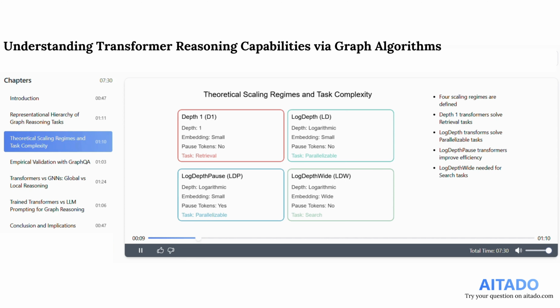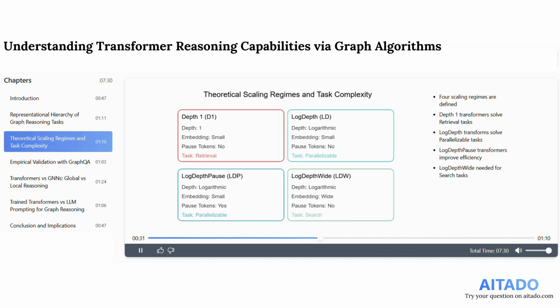Here, we identify four key regimes: depth 1, D1, log depth, LD, log depth pause, LDP, and log depth wide, LDW. Depth 1 transformers, characterized by a single layer and small embedding dimension, are suitable for handling retrieval tasks. This is depicted in the image as they effectively solve simple tasks without pause tokens.